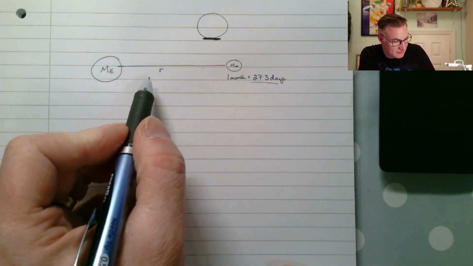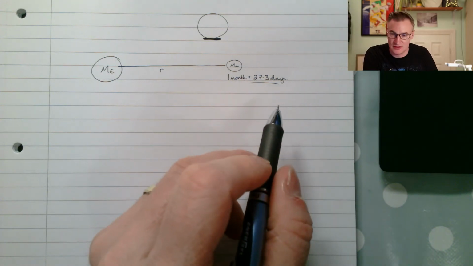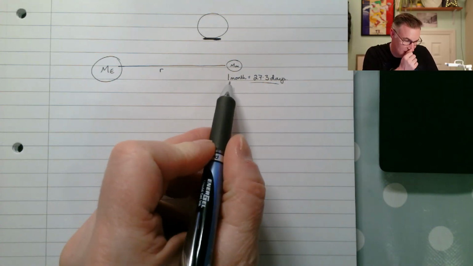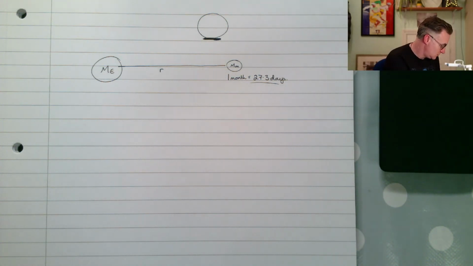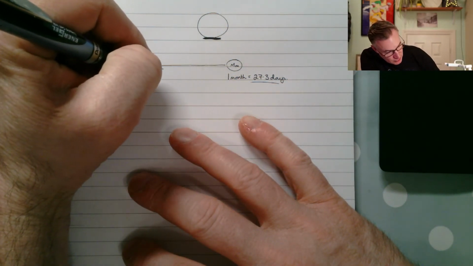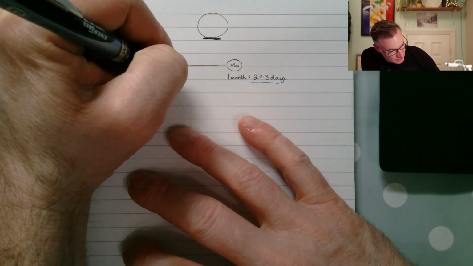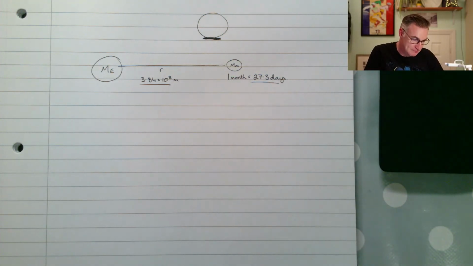So now we have everything we need. We've got the radius between the Earth and the Moon. Let's go to our appendix. Mean radius of Moon orbit. As I'm reading this from my data sheet, it's 3.84 times 10 to the power of 8 meters. So we have our radius, we have our period, and now we need the physics.